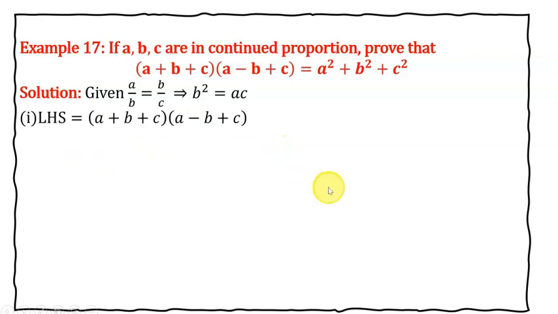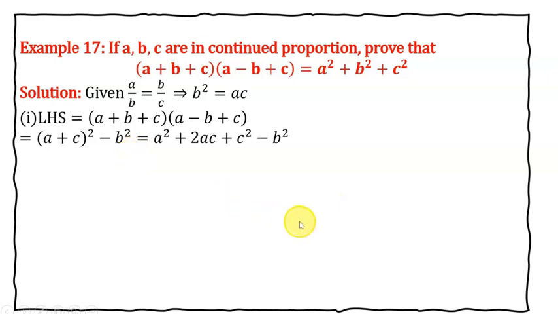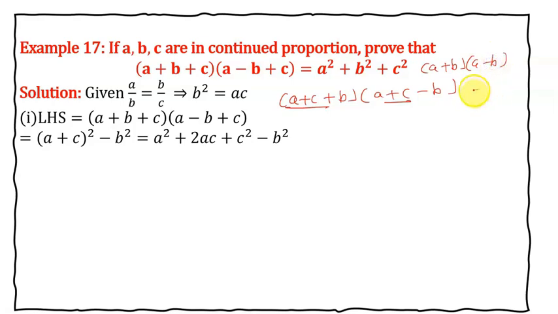Okay, now consider the LHS. If we simplify here, first you can write in bracket (a plus c plus b) in the first bracket. What about the second bracket? You can arrange it like this: (a plus c minus b). a plus c is considered as a single term, and plus b minus b as the second. Therefore, what is the formula? That is (a plus b) into (a minus b), and that equals a square minus b square.